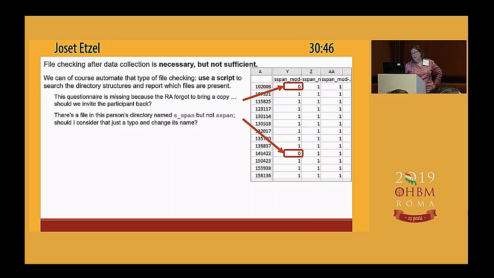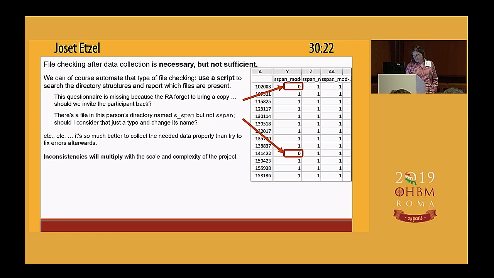And then I look in this person's directory and I see a file with an underscore. And it's like, oh man, is that a typo or is that some other file that got misnamed? So all of this, et cetera, et cetera. When you're finding these kinds of errors afterwards, it's a lot more work than if you can find them in the first place, or not have them in the first place.